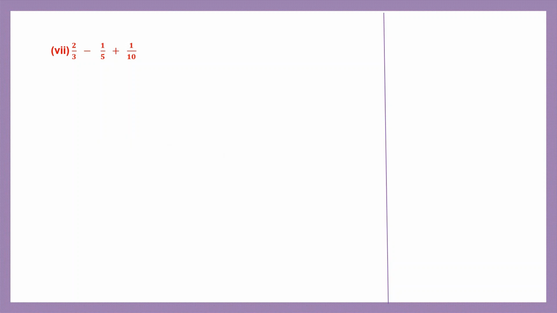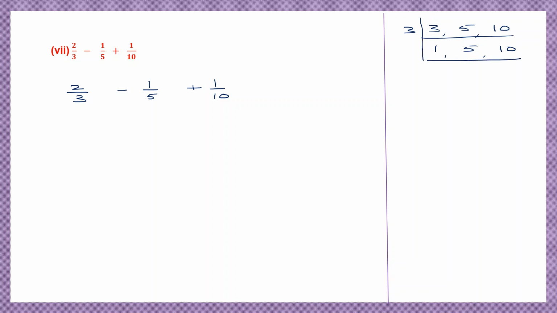Question 7. 2 by 3 minus 1 by 5 plus 1 by 10. So again, unlike fractions, so let's find the LCM of the denominators. 3, 5 and 10. Let's divide with 3 first. 3 1s are 3, then we have 5 and 10. Now we can go on to 5. We can use 5. 1, 5 1s are 5, 5 2s are 10. Now we can use 2. 1, 1 and 2 1s are 2.